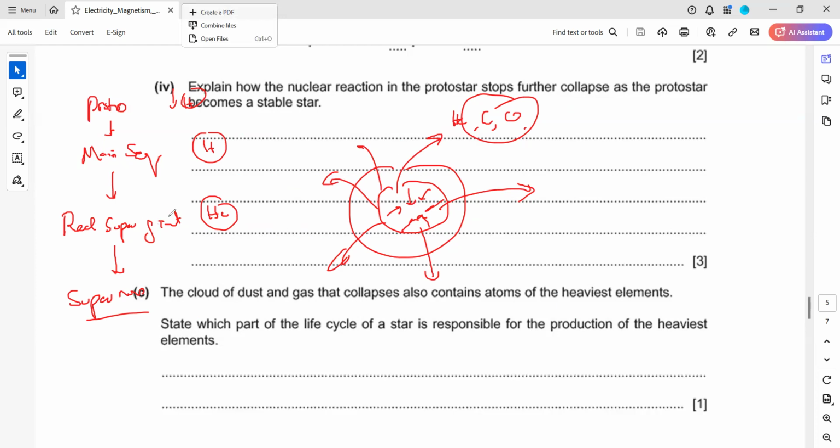So if we say the stage of a red giant, when it starts to collapse, the supernova happens. The moment the supernova happens, that is the time when it starts to produce the heavy elements. So the precise answer should be supernova. But red supergiant is acceptable because the red supergiant was collapsing and then it produced an explosion, which we call a supernova. Is it clear?